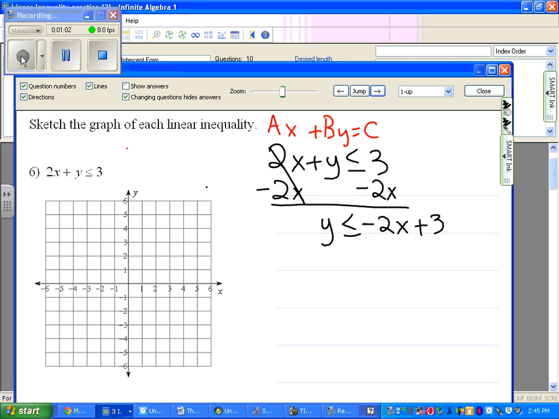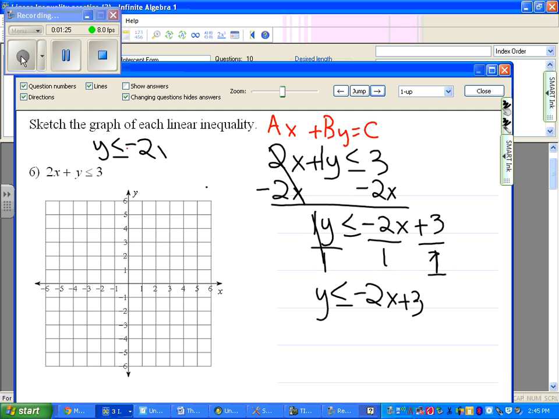And the last step would be to divide by B, and there is a 1 here, but if I were to divide everything by 1, it wouldn't change anything. So some of you like to divide by 1 anyway. So that would be y is less than or equal to negative 2x plus 3. Step number 1 is done.